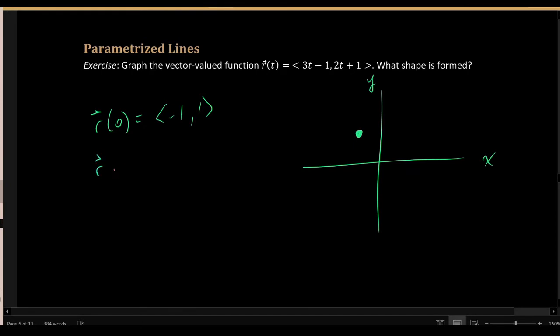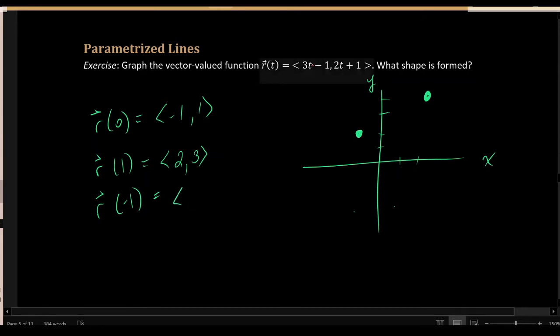Then when t increases slightly to 1, plugging in t equals 1, I get 3 times 1 minus 1, which is equal to 2. And I get 2 times 1 plus 1, which is equal to 3. So that puts me up here, roughly speaking. And what if I went backwards in time and considered minus 1? If I plug in minus 1, then I'll get negative 3 minus 1, which is negative 4, and negative 2 plus 1, which is negative 1. And so that would be located here.